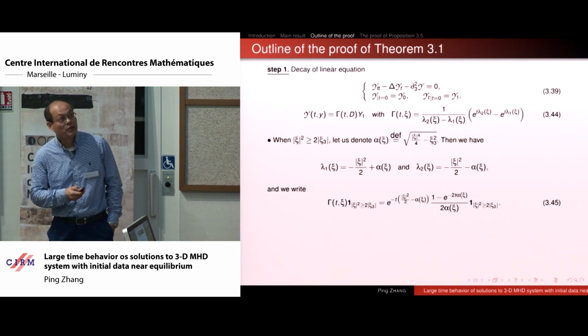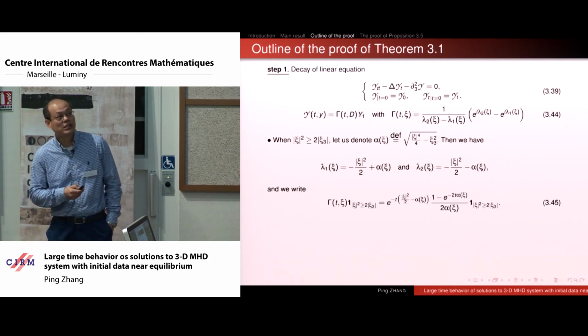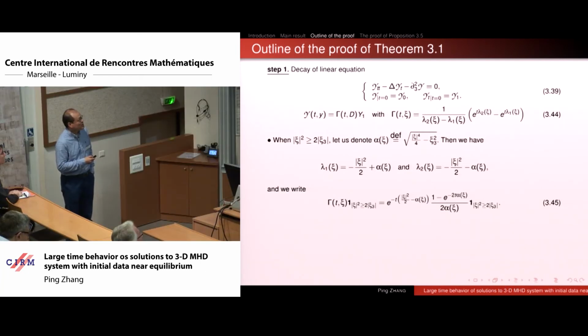So the main idea of the proof is to use the Fourier transform. By taking the Fourier transform on both sides, you can solve explicitly: y of t equals Γ_t of D acting on y1. That's a Fourier multiplier. As we observed before, when we analyze solutions of this type, we should split the frequency space into two parts. One part is when |ξ|² is greater than or equal to 2|ξ3|. Then this α(ξ) is real, and we can write λ1(ξ) in this way, and λ2(ξ) this way.